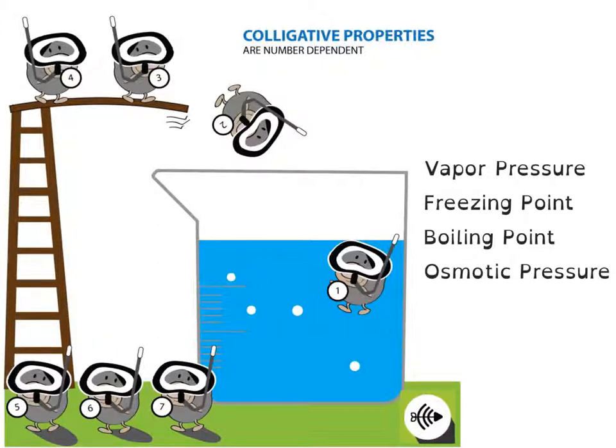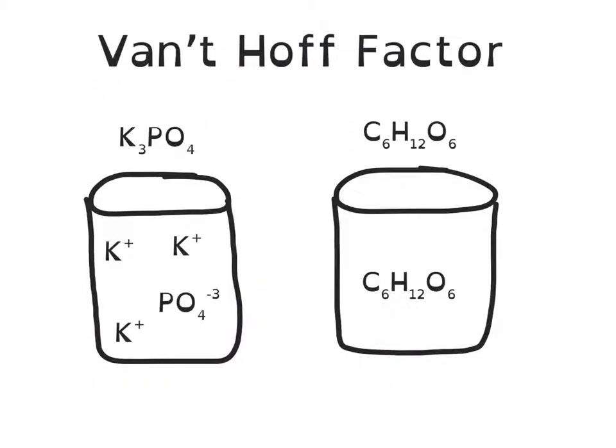And it's also important to note that there is a difference depending on whether the particles that are being dissolved as the solute are ionic or non-electrolytes. So let's take a look at what that means. The van't Hoff factor relates how many particles are dissolved, and it changes the overall effect of the colligative property.